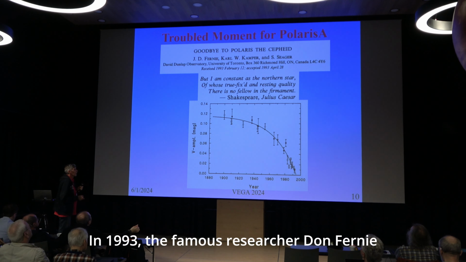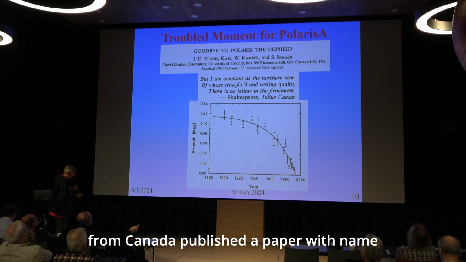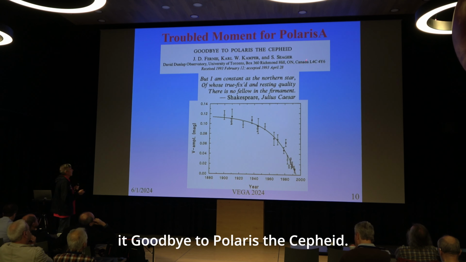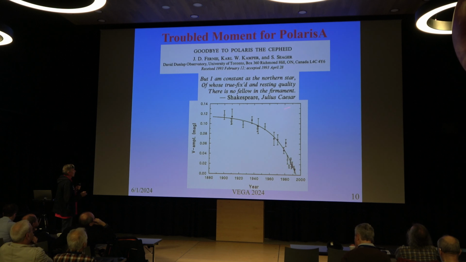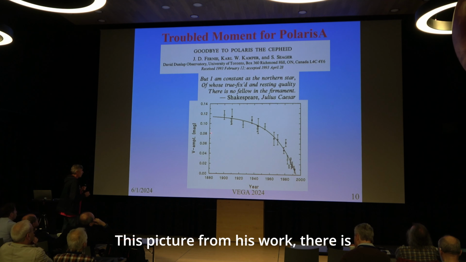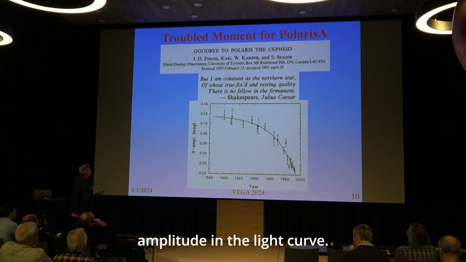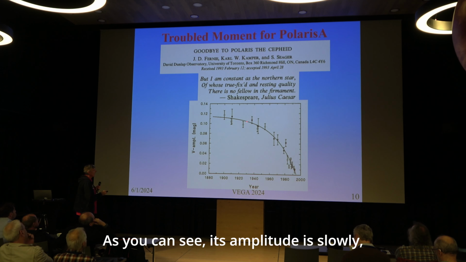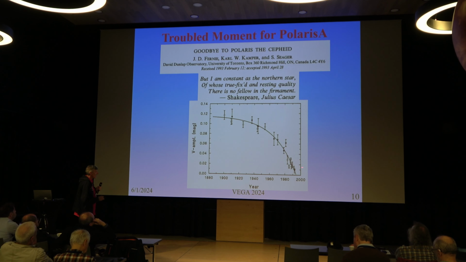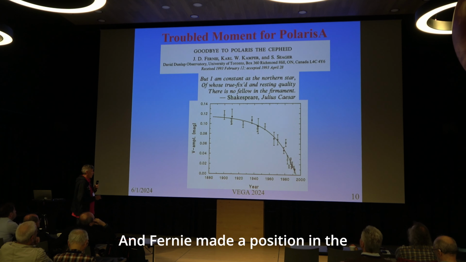In 1993, the famous researcher Don Fernie from Canada published a paper named "Goodbye to Polaris, the Cepheids." This picture is from his work. There is amplitude in the light curve. As you can see, its amplitude is slowly decreasing.